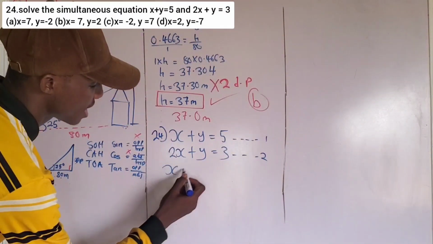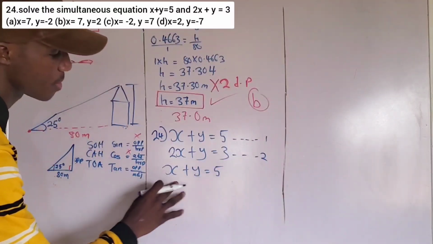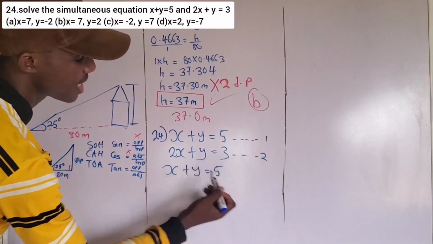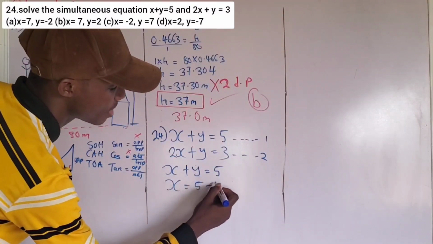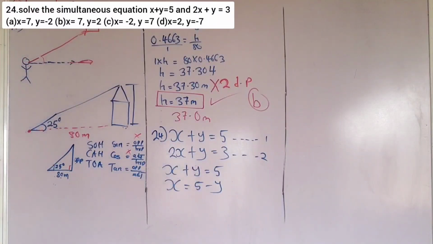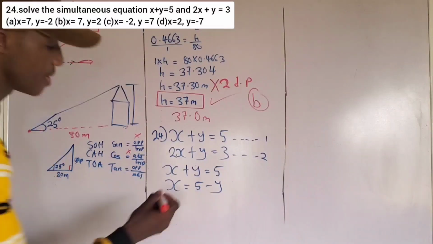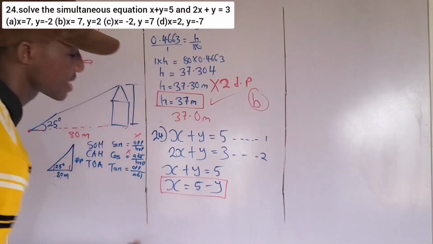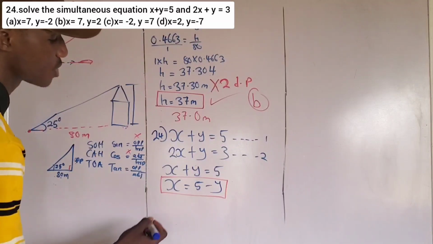Equation 1 is what? X plus y is equal to 5. So, if I want to make x the subject of the formula, I'm going to take this y to the other side of the equation. Because y is having plus before, it's going to have a minus now, because if this positive y crosses the equals to sign, the sign is going to change to minus. Now, the next step is that I'm going to substitute this x is equal to 5 minus y. I'm going to replace x as 5 minus y in equation 2. Equation 2 is what?